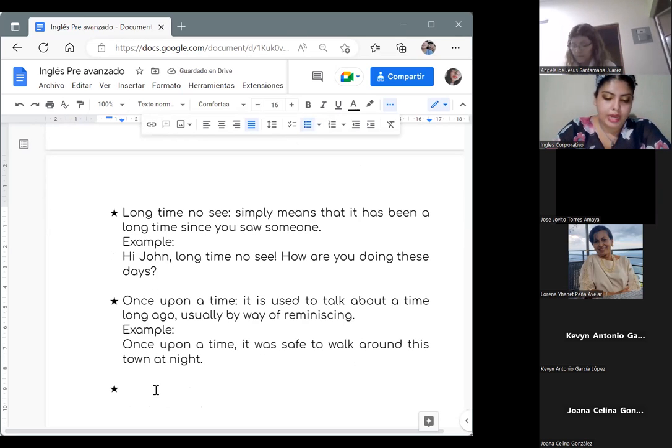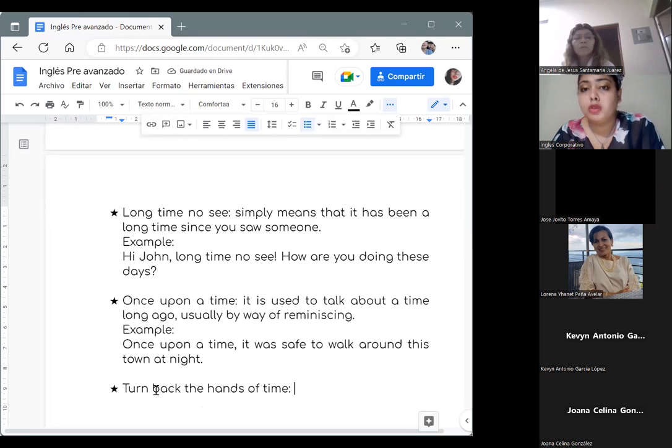Just two more and we end this part. This one is turn back the hands of time. This one means, in this case, turn back the hands of time. Also, we can say just turn back time. And this means to go back to the past in order to do things differently. So in this case, it's the feeling of going back in time to change some things.